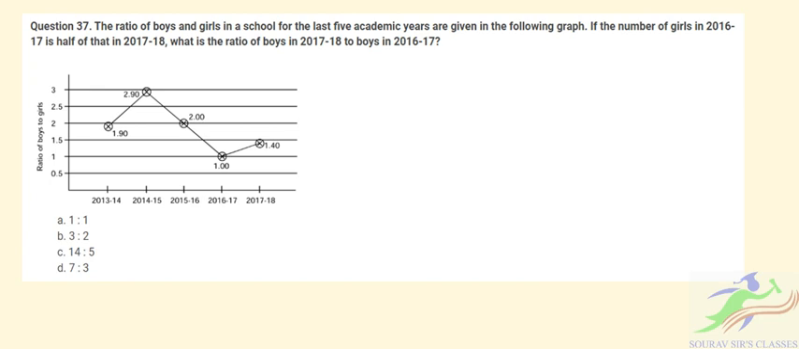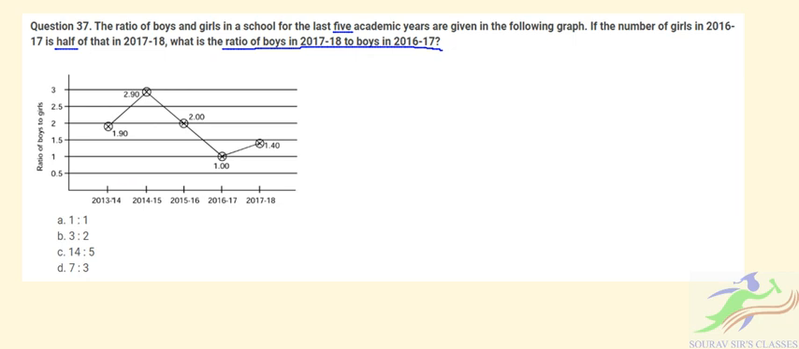Question number 37. The ratio of boys and girls in a school for the last 5 academic years is given in the following graph. If the number of girls in 2016-17 is half of 2017-18, then what is the ratio of the boys in 2017-18 to boys in 2016-17? So this is the ratio of the boys and girls.